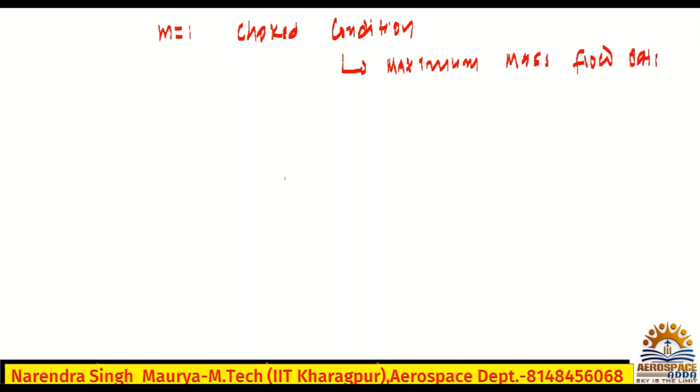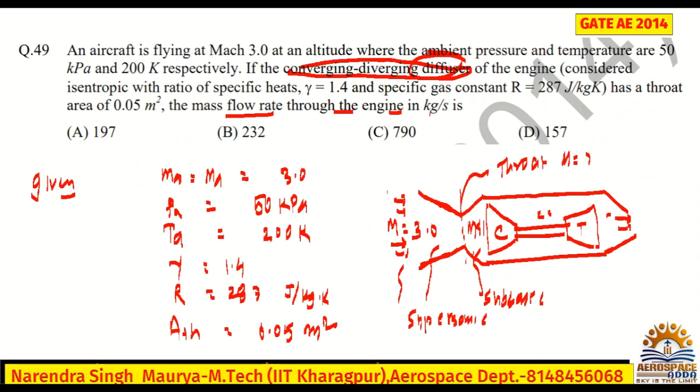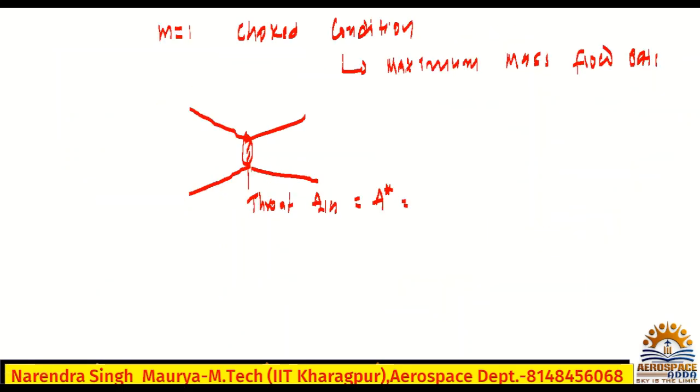Here, always remember, it doesn't matter whether it is a nozzle or a diffuser, at the throat, this is the throat. The throat area A_th, if it is choked, is denoted by A star. And obviously it will be choked because the flow is going to change from supersonic to subsonic in the diffuser. Diffuser means it is going to diffuse the flow. So the inlet is supersonic, so obviously the exit will be subsonic. In between there is Mach 1, which means choked flow. Choked flow means the throat area will be A star, 0.05. It is given.